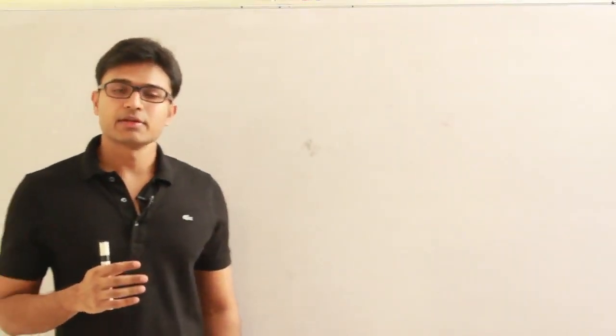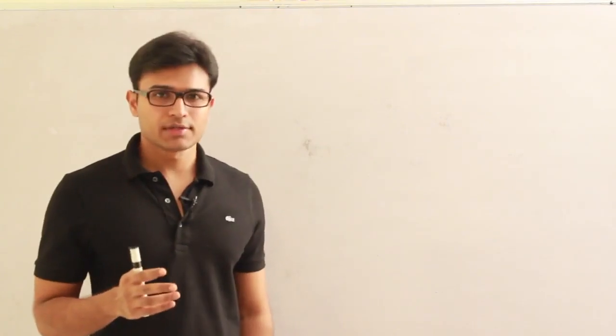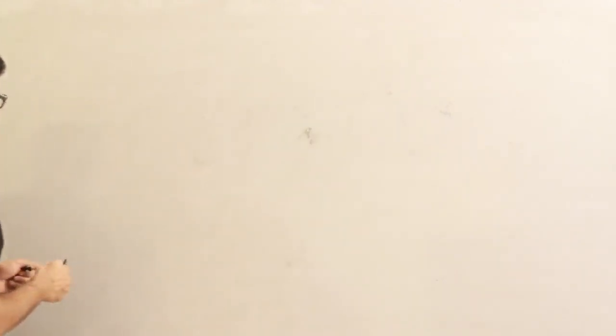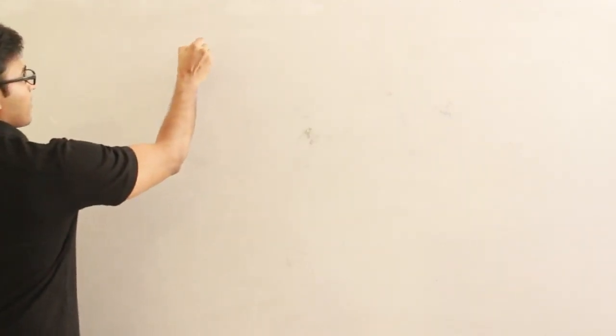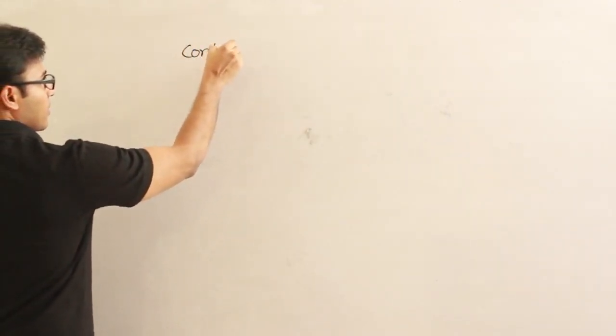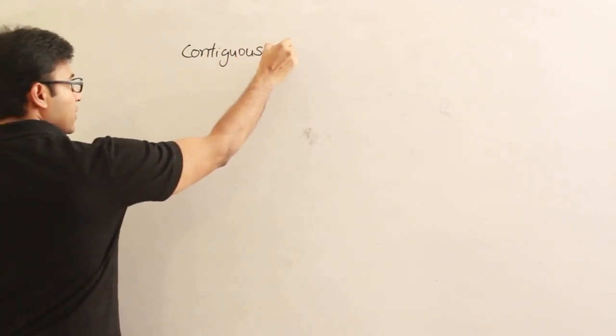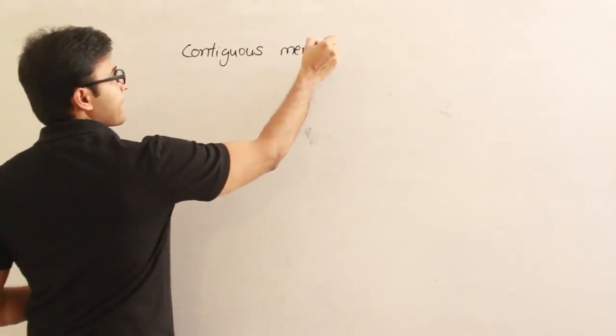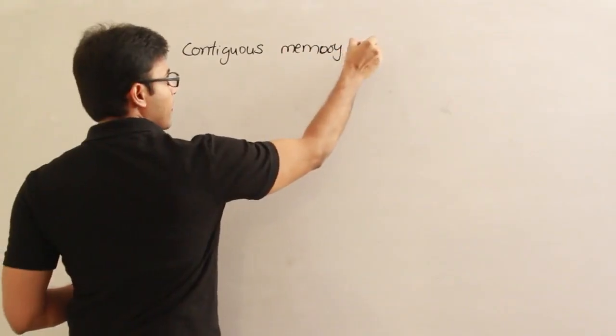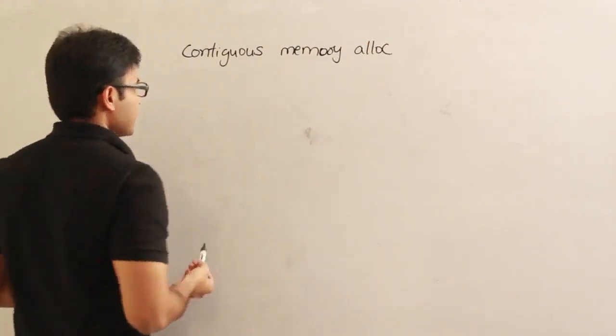So one of the earliest techniques used in memory management, when you have lots of processes which have to be loaded in the main memory, is contiguous memory allocation. The first technique used is this contiguous, so it is like this.